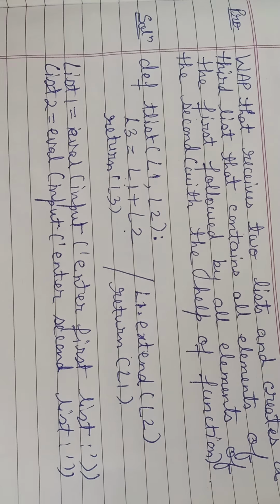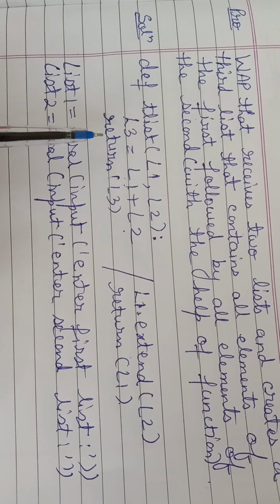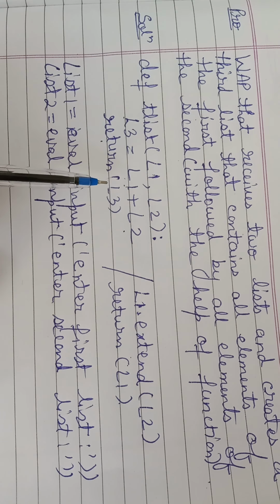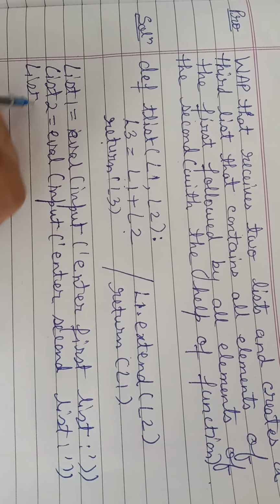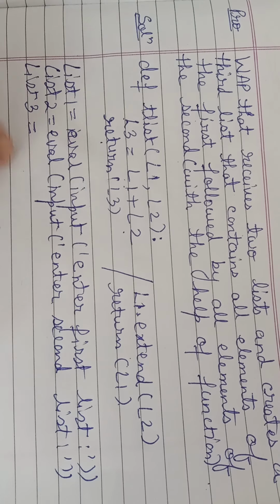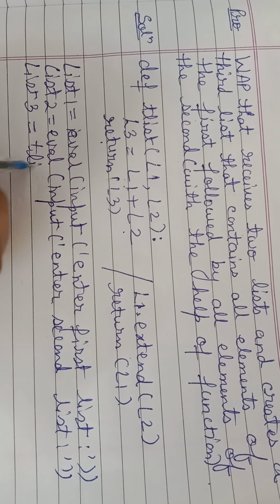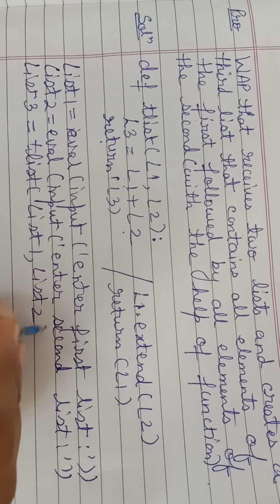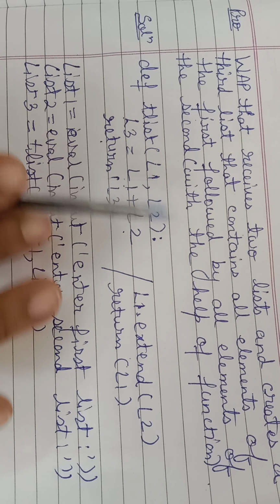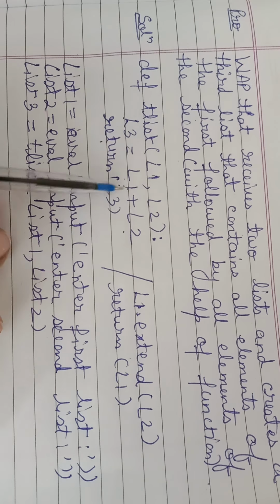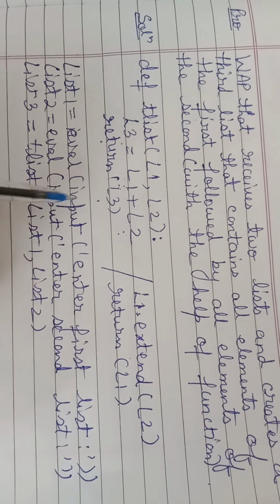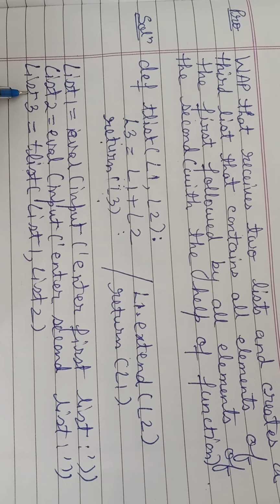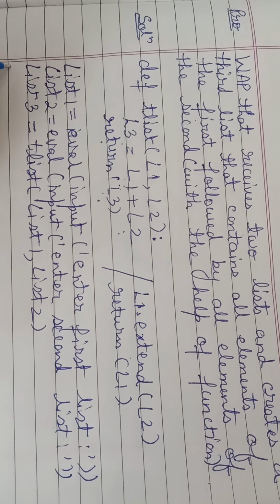Now we are going to call the function, and we know very well the function returns a value. That means we have to store the resultant list in one variable that we will take as list3 is equal to, then call the function t-list. Here we are going to pass these two lists, list1 comma list2. Finally, when the function is called, the contents of both the lists are combined and we get the resultant list in list3.